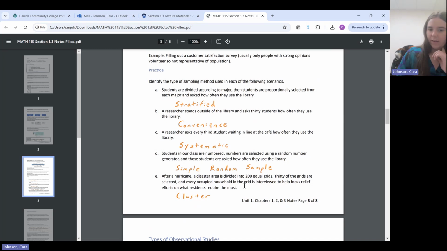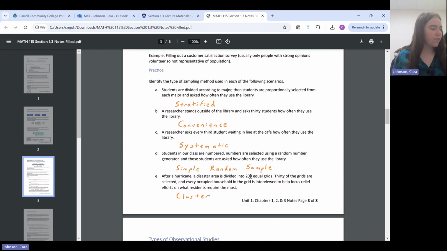And then letter E, after a hurricane, a disaster area is divided into 200 equal grids. 30 of the grids are selected and every occupied household in the grid is interviewed to help focus relief efforts on what residents require the most. So we have 200 equal grids. Those are the groups. So we know it's either stratified or cluster. And then we select 30 of the grids. So we selected 30 of the groups and then we include every household in those groups as part of our sample. That is cluster. We took a sample of the groups instead of taking some from every group like you would in stratified.